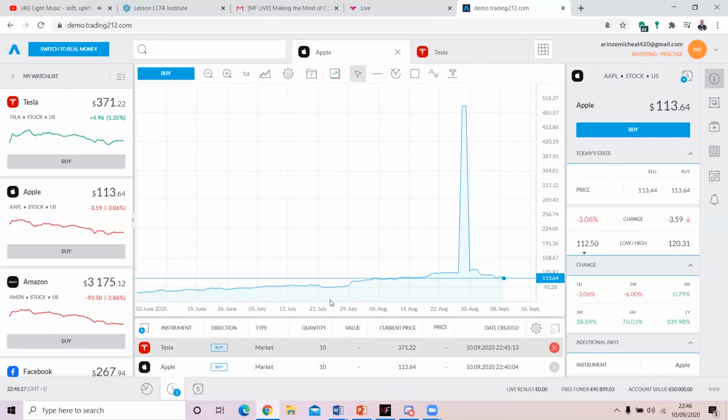Hopefully by tomorrow, when the order is going to be executed, I'm going to do another video to show you how you can sell your position for any particular share you possess. And then we'll also look at some other metrics on the Trading 212 app.